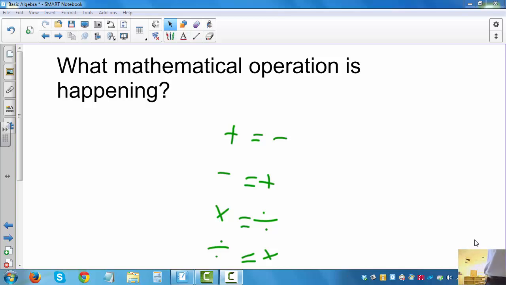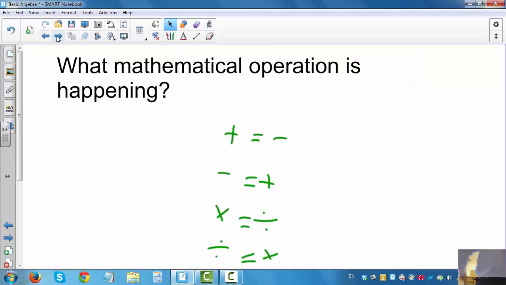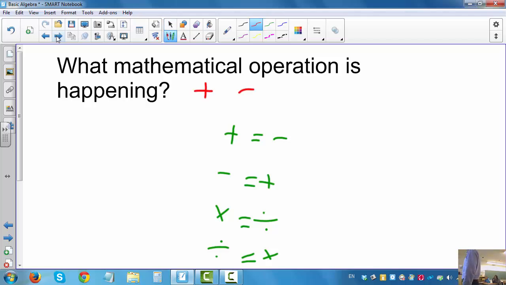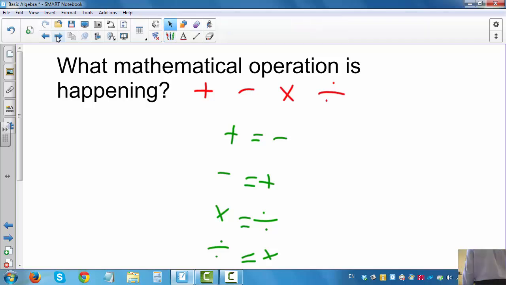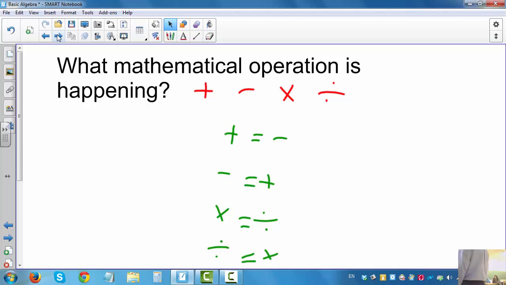Okay, what mathematical operation is happening? This will define what we're going to do here. So first, what are mathematical operations? Addition, subtraction, multiplication, and division. There are 4 mathematical operations. So when you deal with this question, and you will see, you will get different types of questions very similar to that. Believe me, most of the time what you need to know is nothing more than this.